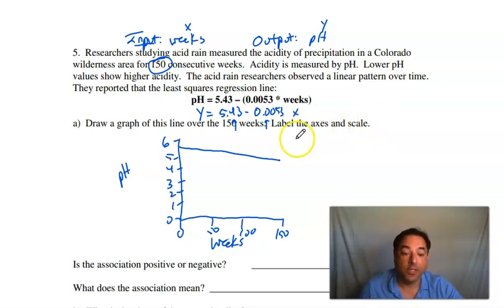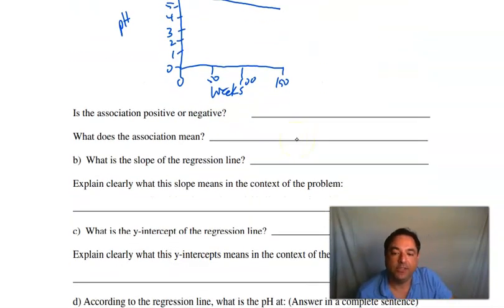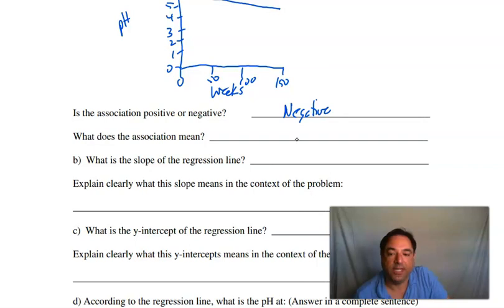Okay, so now we can talk about it. When we talk about it, is the association positive or negative? This would be negative. The line's going downward, right? Slope is negative. What does association mean? It means as weeks increase, the pH decreases. And now we're going to explain the slope and the y-intercept.